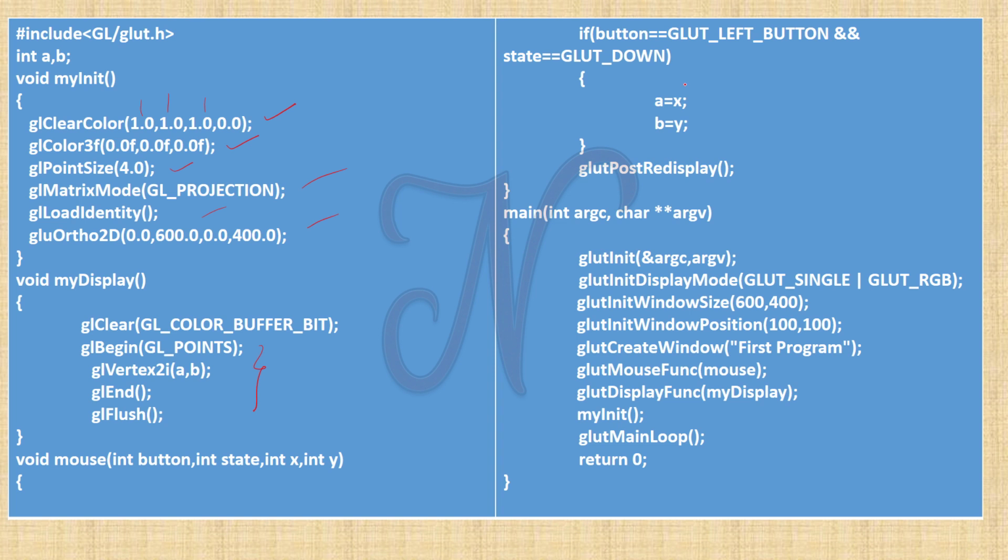Then here we perform some action. If you press the left button and your action is down, then draw the point at A and B. A and B are global variables, and x and y are the mouse clicking position. And in the main method, here we call this callback function mouse. So write one program like this. This is the 4 mark question.